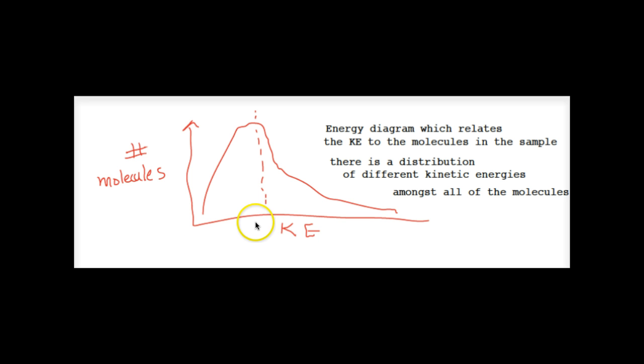Let's take a minute to look at this energy diagram. So the energy diagram relates the number of molecules to the kinetic energy of the sample. And we just said that kinetic energy is an average. So this is showing you the distribution of all the different kinetic energies, and it's all of the molecules. And we said this, that the evaporation did not take place at the boiling point.